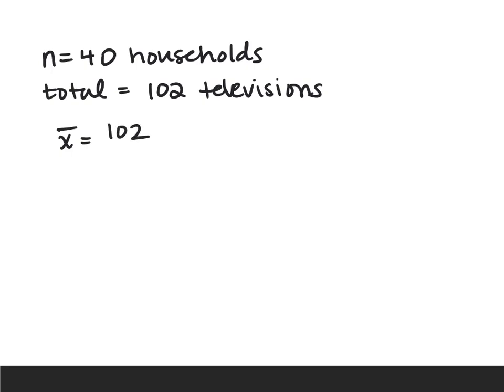So 102, and then when I divide that by 40, I believe I get 2.55. But let me triple check. I've already cleared my calculator. So when I do 102 divided by 40, there we go. Yes, 2.55.